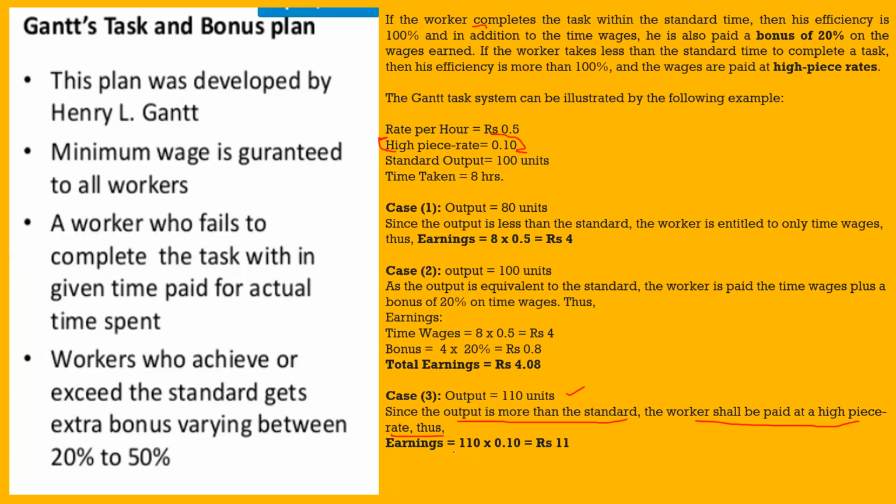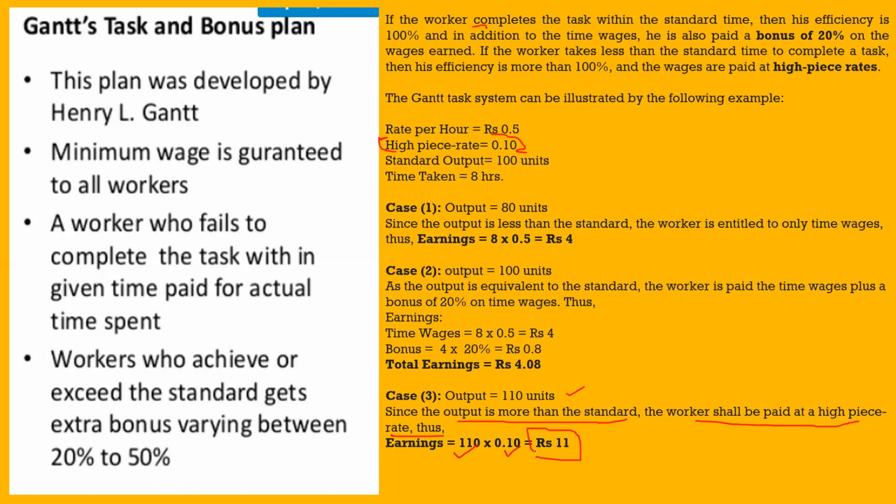He has produced 110 units, so he will get 0.10 each. He will earn 11 rupees. Obviously, this is something more, right? Because they are paying based on the number of units you have produced, at a high piece rate per unit, the amount they have fixed, 0.10. 10 paise they are paying for each piece. If you are producing 110 units, you are earning 11 rupees.